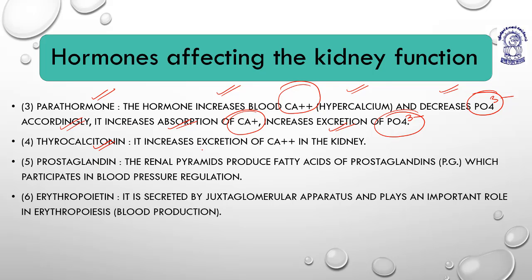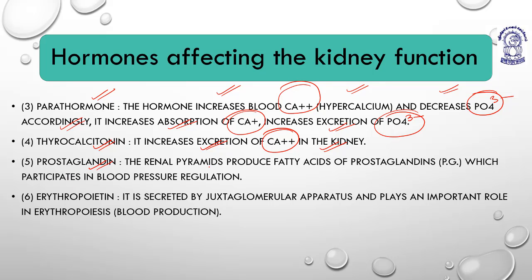Thyrocalcitonin increases the excretion of Ca2 plus in the kidney. Parathormone works oppositely. It increases the blood calcium level. It decreases the excretion of calcium. It increases the excretion of phosphate.